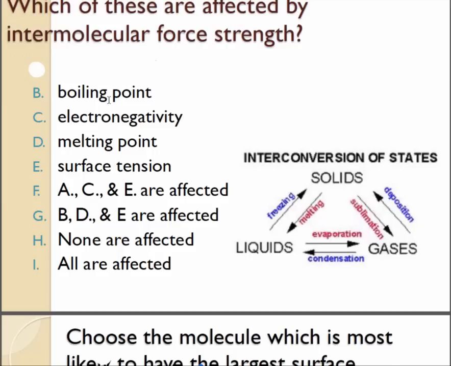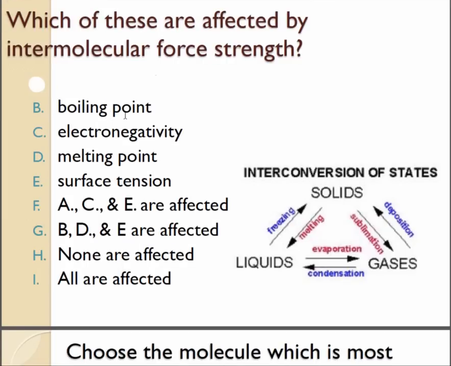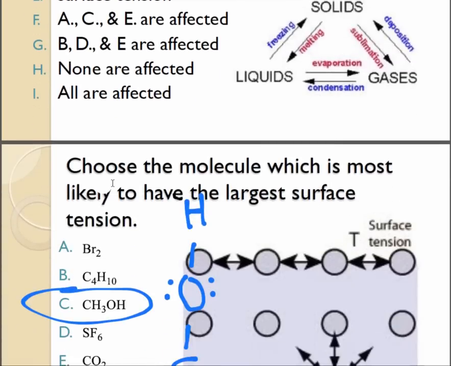What do interparticle forces affect? Boiling point? Yep. Electronegativity? Not really. It's just a property of electron configuration and how strongly the atom can pull electrons towards itself. Melting point? Melting temperature? Yes. Surface tension? Yes. Did I erase A? Okay. So anyways, boiling point, melting point, surface tension, viscosity, even heat capacity, but not electronegativity.